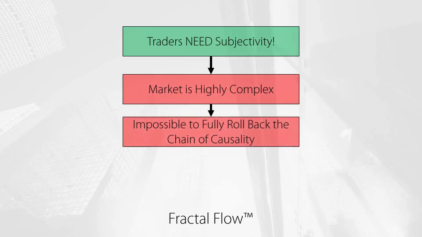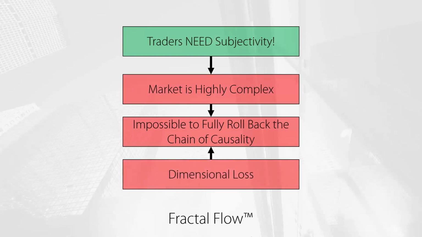That's the central point of the subjective interpretation of markets and its practical necessity. As we already saw in previous lectures, the representation of the market in bidimensional price charts has the effect of dimensional loss, and that makes it impossible to roll back the chain of causality of all market movements. Consequently, part of the trader's analysis must come from a subjective interpretation of price. This is arguably the most difficult thing about trading.